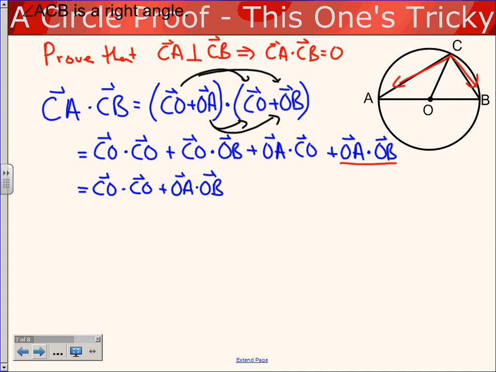And I'm going to leave the next one, CO·OB. And the only one that I haven't used yet then is this guy. And I'm just going to change the order of it. We just finished proving that it was commutative, so I can write it this way. Not really necessary, but it's going to be a little bit easier to see.